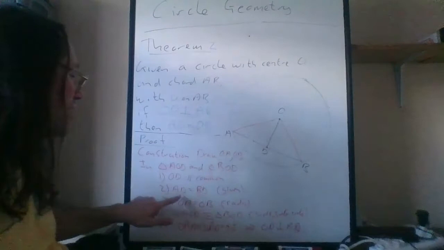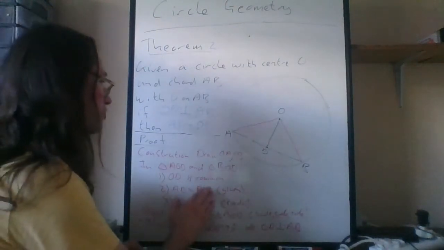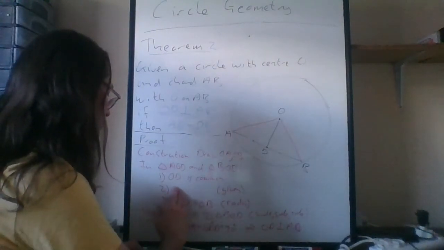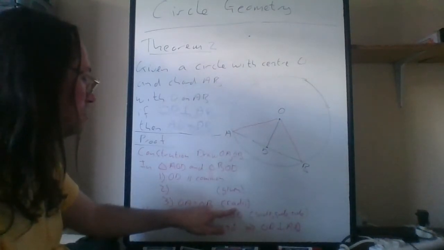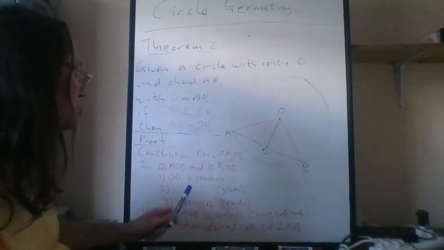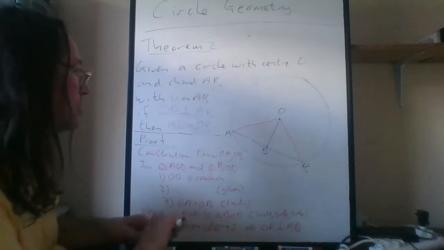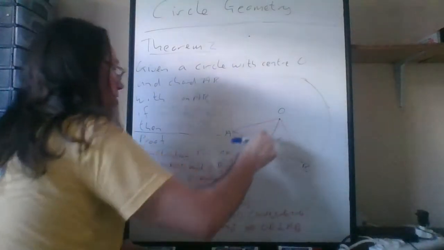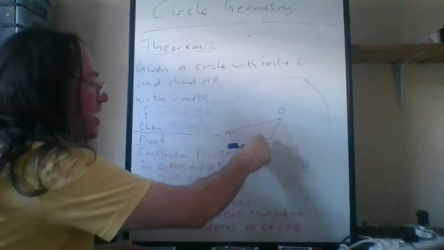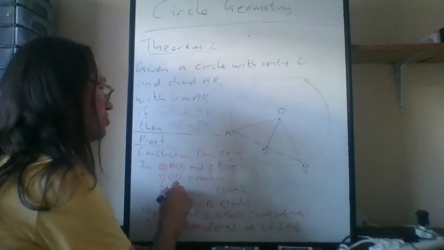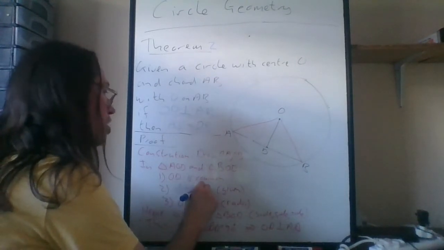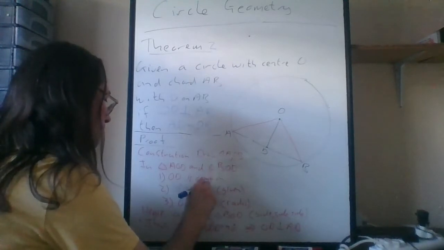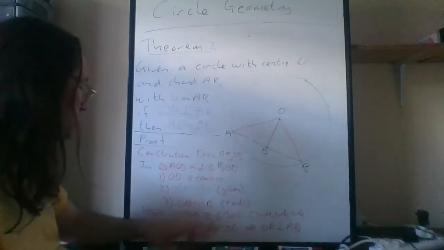This time around, we don't have that AD is equal to BD given. So we don't have this. We still have that OA equals OB, radii, so that remains. But this second reason changes. The second reason now changes to, because we are given that OD is perpendicular to AB, these two angles are equal. So this time the reason is that angle ODA equals angle ODB. And this is given, so the reason is still given.